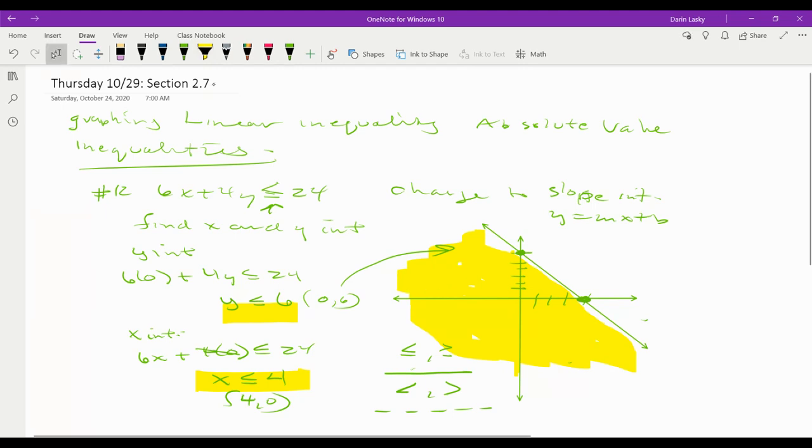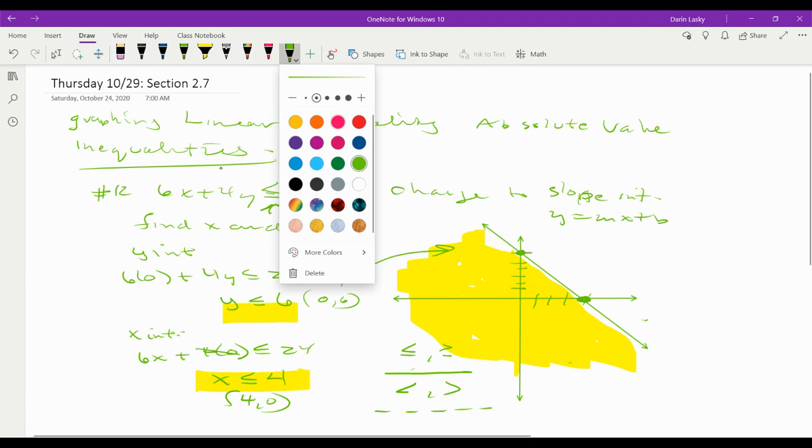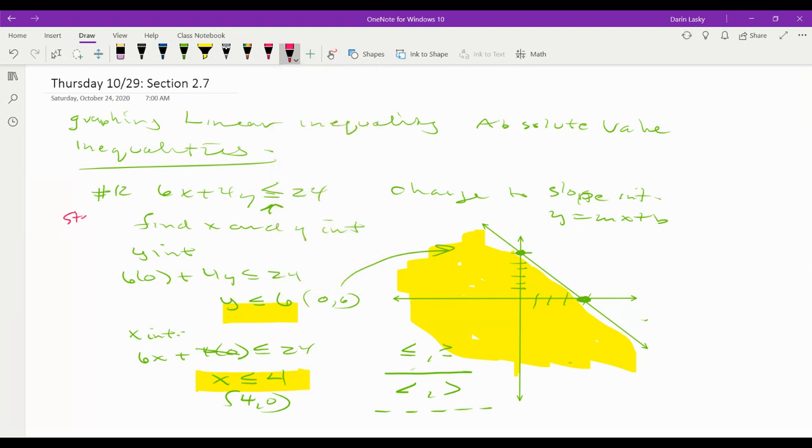All right, so again, step number one, for these, find your x and y intercepts. Step number two, connect the dots. Step number three, shade.